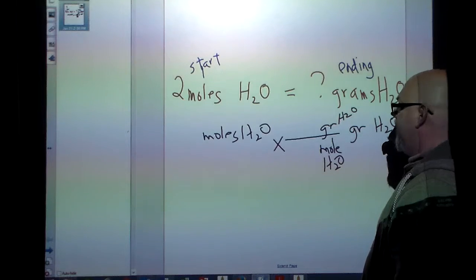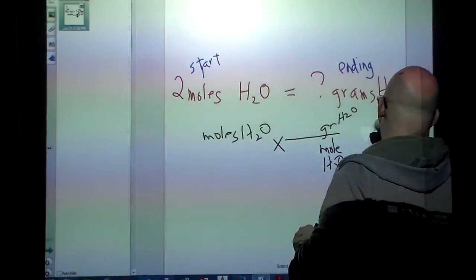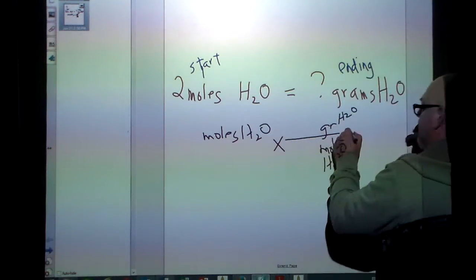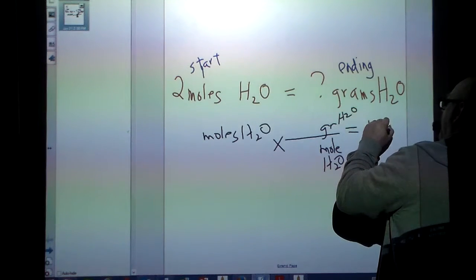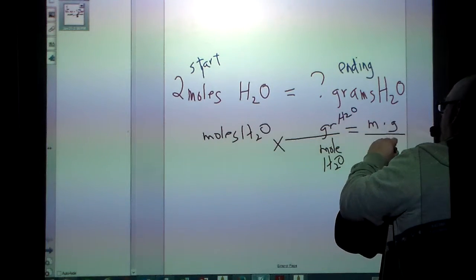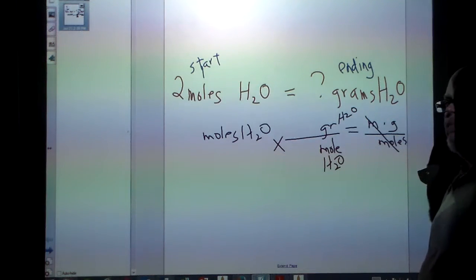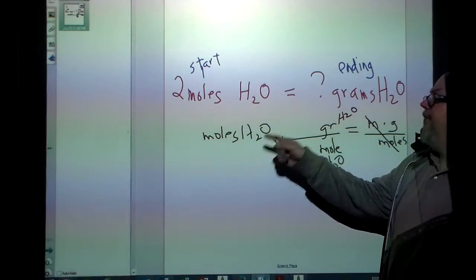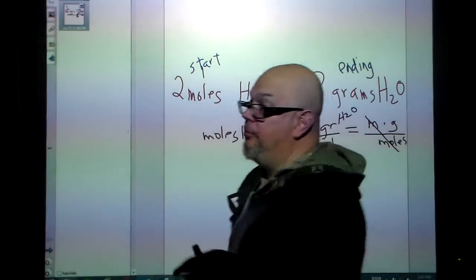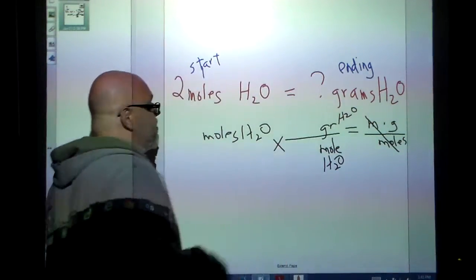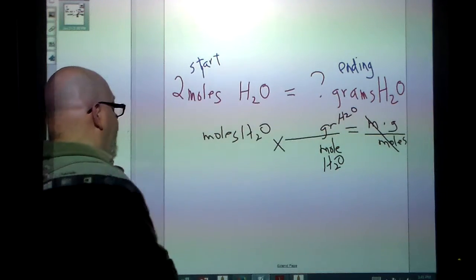And if I multiplied it all the way across, I'm going to get moles times grams divided by moles. So my moles will cancel out. And that way I know, okay, if I go from moles to grams, I'm going to multiply. If I go from grams to moles, I'm going to divide. It's going to be the opposite. But I wanted to show you, algebraically speaking, why it works that way.